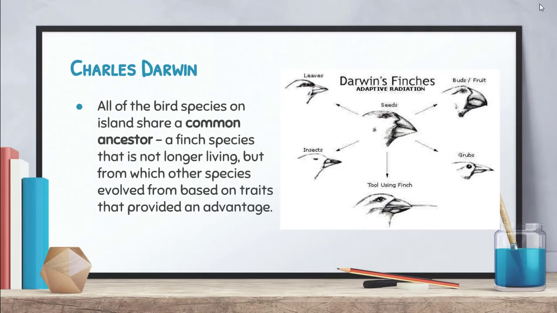His idea was that all of these bird species actually shared a common ancestor. That is, a finch species that is no longer living, but from which all of the other species evolved based on traits that provided an advantage. As we all know, genetics is not the same for every single bird. Some birds will have longer beaks or shorter beaks or different sized beaks. Those beaks that allowed them to eat different things and survive are the ones that are going to be passed on. If you can eat, you can live. And if you can live, you have an opportunity to reproduce and pass those traits on to your offspring. So there's a lot going on here in terms of what a common ancestor is and how that allows those organisms to survive in that environment.